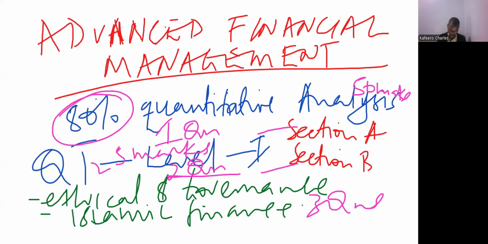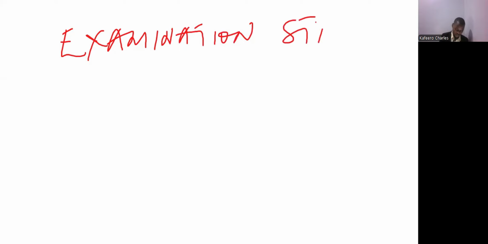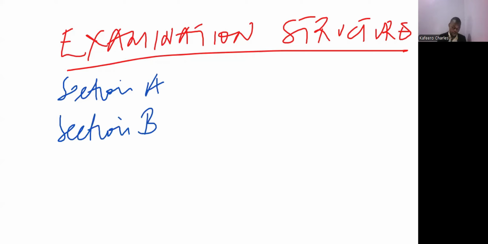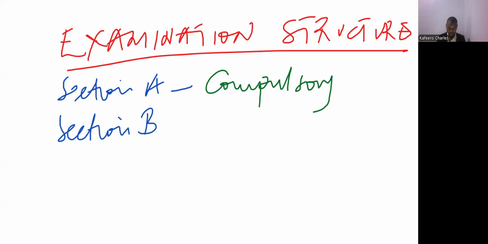So let's look at the structure of the exam. We want to look at the detailed analysis of how we expect this paper to be. As I said, this paper has 2 sections: section A and section B. Section A is compulsory, and it is carrying 50 marks, as I said.